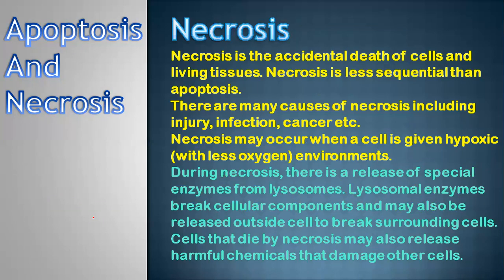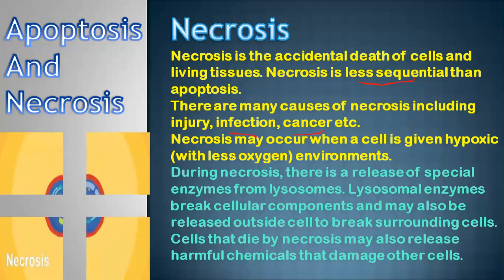Then we have necrosis, that is accidental death of the cells of living tissues, and that is less sequential because it happens in any type of injury. For example, infection and cancer cells also go through the necrosis process. This process occurs when a cell is in a hypoxic environment, like if the cell cannot get proper oxygen, gets less oxygen, the cell starts to die accidentally.